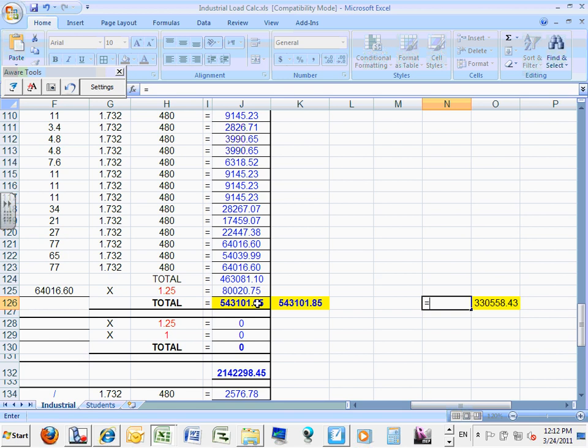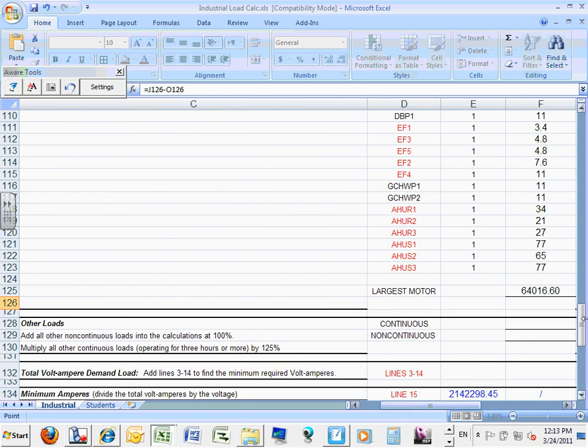You confused me, Brad. The cooling tower was, you're right, the cooling tower was. Now, this is going to be tricky, guys, because we added the cooling tower to it. So this is going to be equal this minus this minus the cooling tower. Don't forget the cooling tower because we added it and it's not part of this.